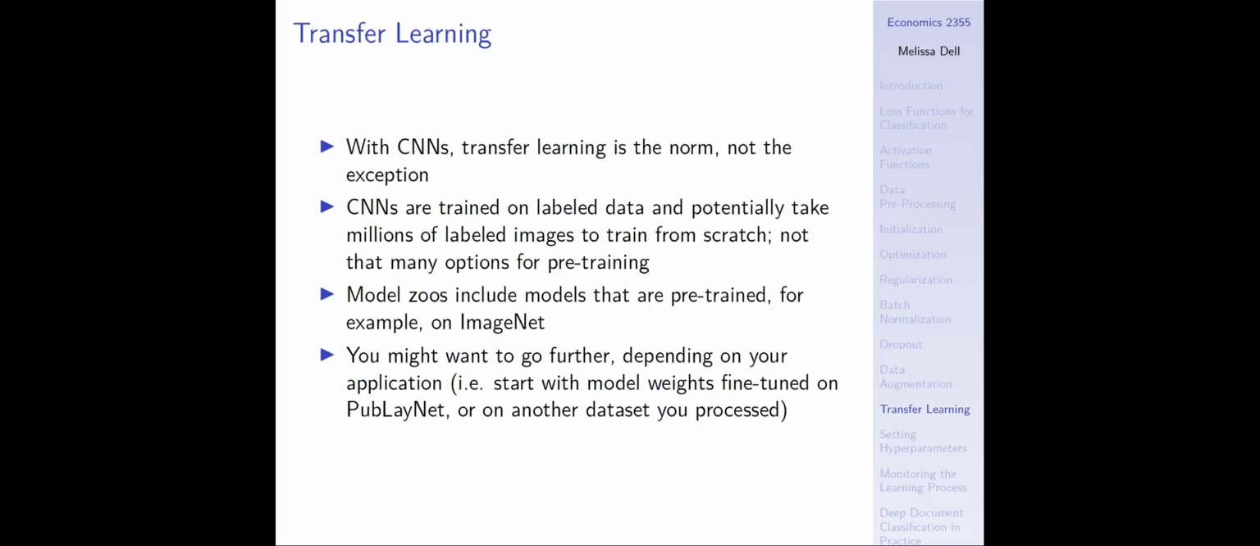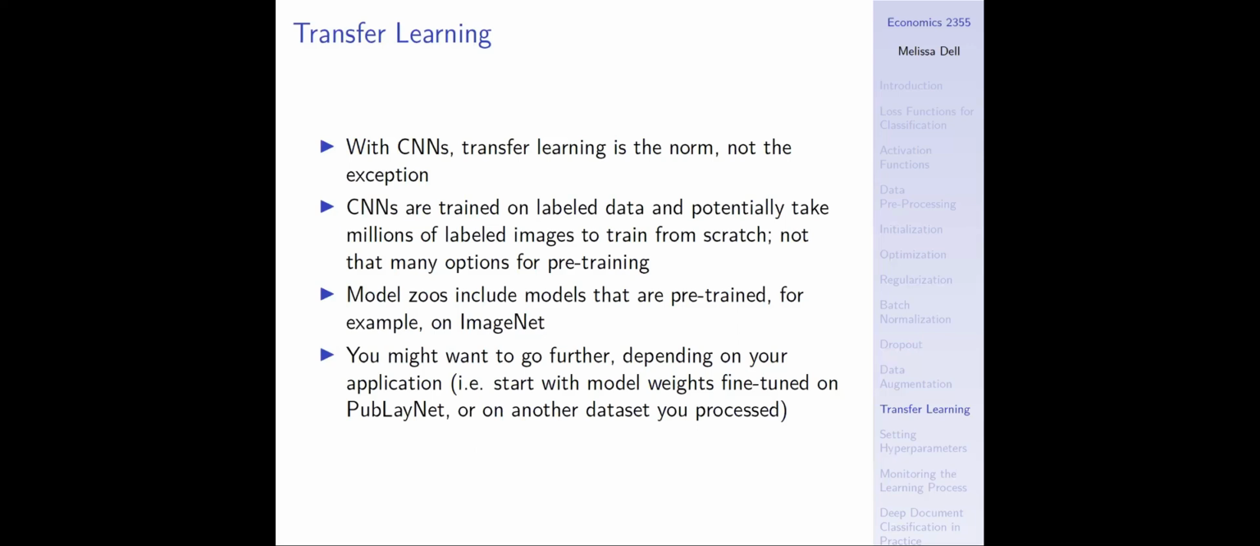It's even more extreme in natural language processing, where something like Google BERT, I don't even know how much data Google used to pre-train that. It's very costly to have that kind of compute. It takes a long time, but you don't have to do that, because there are model zoos that include models that are pre-trained, for example, on ImageNet or on Coco.